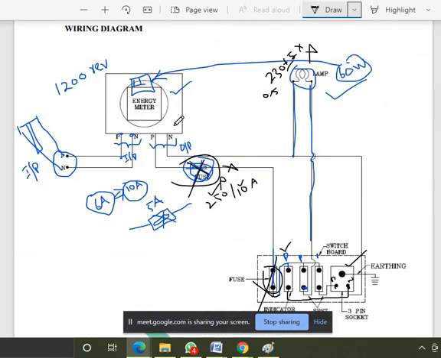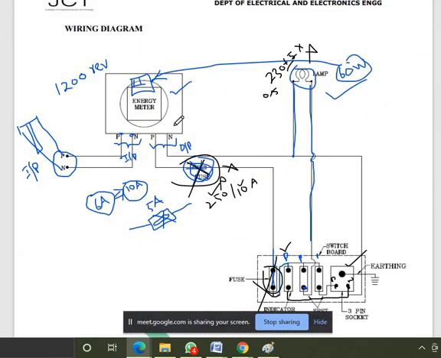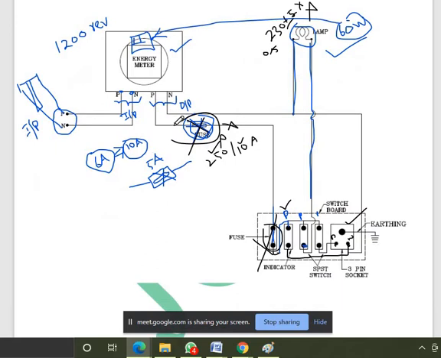And this is the first experiment of our engineering practices lab in the electrical engineering section. Any doubt? Sir, which is better, series or parallel wiring?